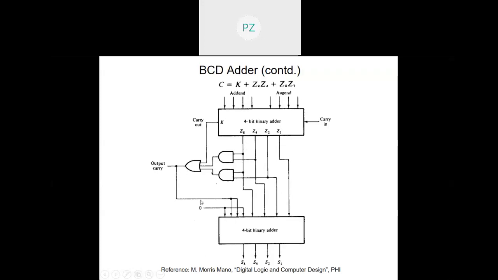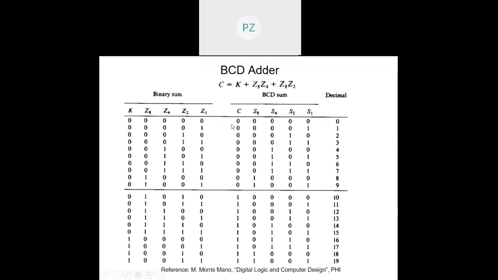Now when this C is 0, what will happen? This sum plus 0, that means the same sum will pass through. But when this C is 1, I'll get a constant 0, 1, 1, 0, which is 6. So I'll add 6 to all such numbers where this output carry is 1. And there will be no addition, that means 0 addition, when this C is 0. This is exactly what we required.